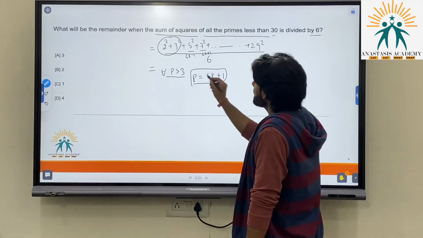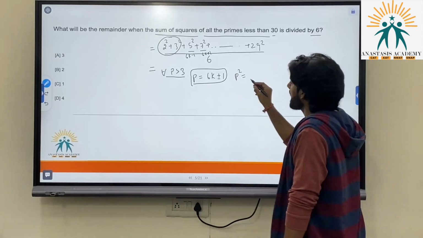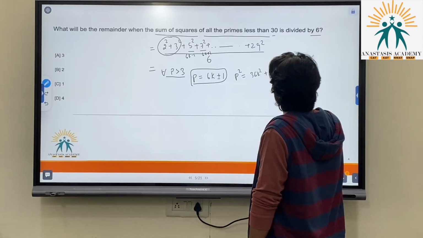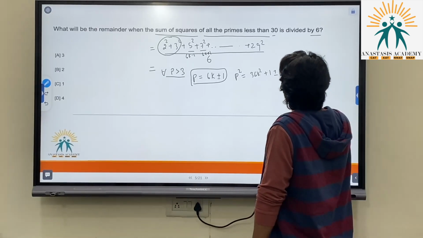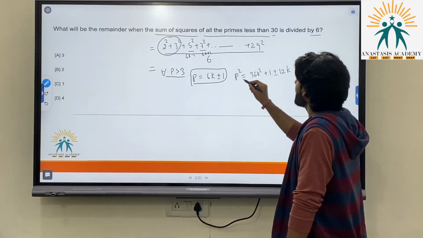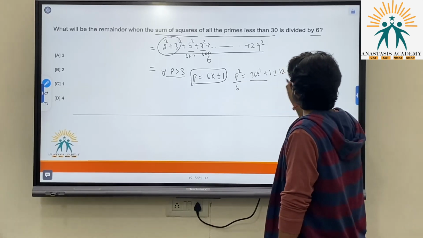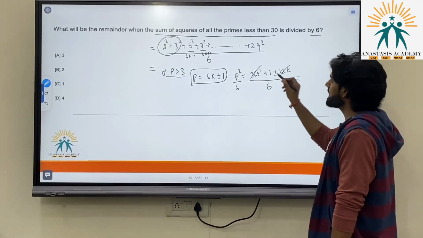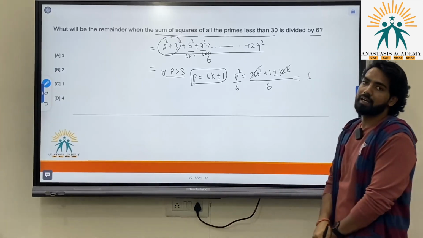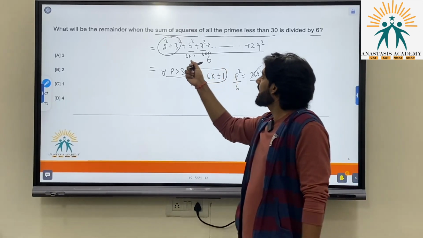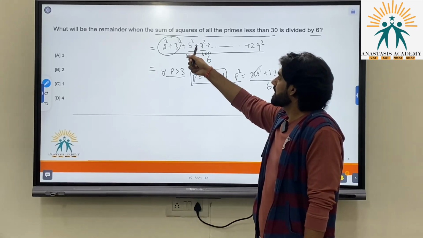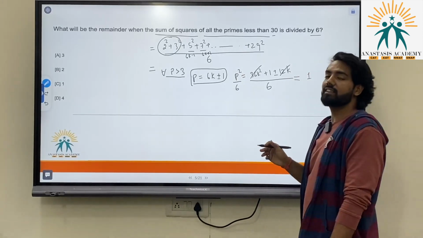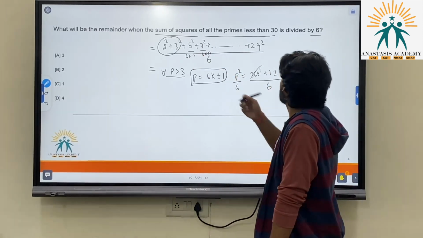So when I square this prime, p square will be 36k square plus 1 plus or minus 12k. When I divide this p square by 6, what will be the remainder? 36 is divisible by 6, 12 is divisible by 6, so I get 1 as the remainder. So when I divide the squares of prime numbers greater than 3 and less than 30 by 6, what remainder would I get?